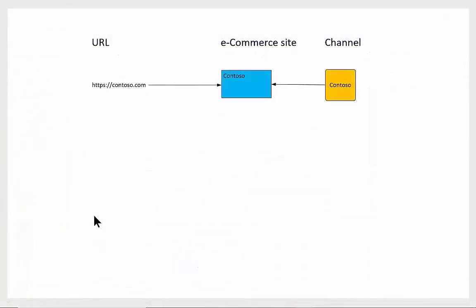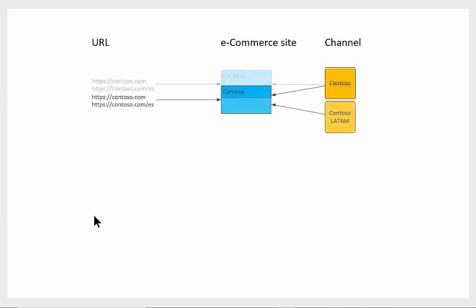In Dynamics 365 Commerce, a single e-commerce site can be configured to serve products and content for multiple locales. And multiple locales can use a common channel, or individual locales can consume products from separate channels. However, Dynamics 365 Commerce doesn't put any limitation on the number of sites you can create.